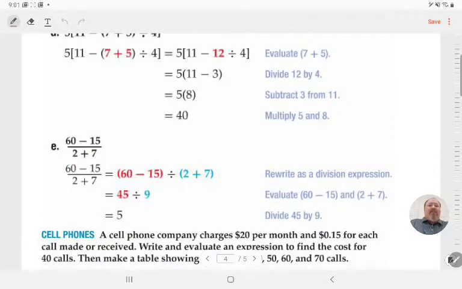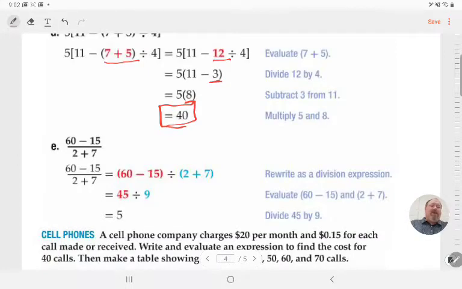We have parentheses and brackets again, or brackets and parentheses. So we do the parentheses first, 7 plus 5, that gives me 12, and I rewrite the problem. This time it says 11 minus 12 divided by 4. But remember, division is first. So I have to do the 12 divided by 4 first before I can use subtraction. And that would give me 3. Now I can do the 11 minus 3, which would give me 8. And then I multiply it outside the parenthesis times 5 to give me 40.